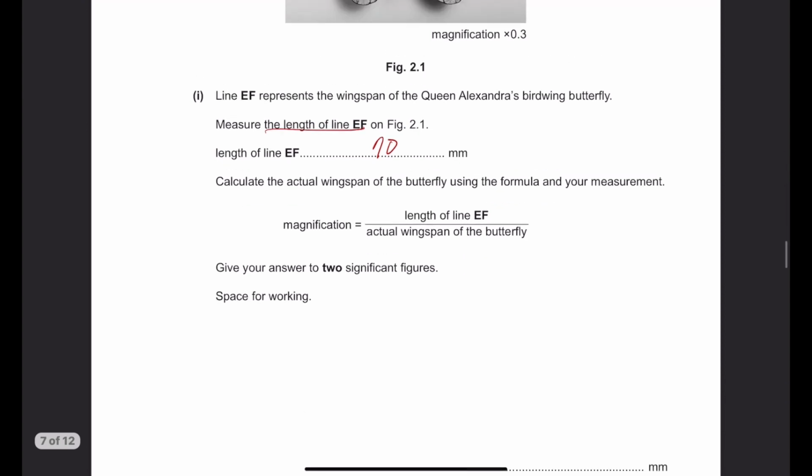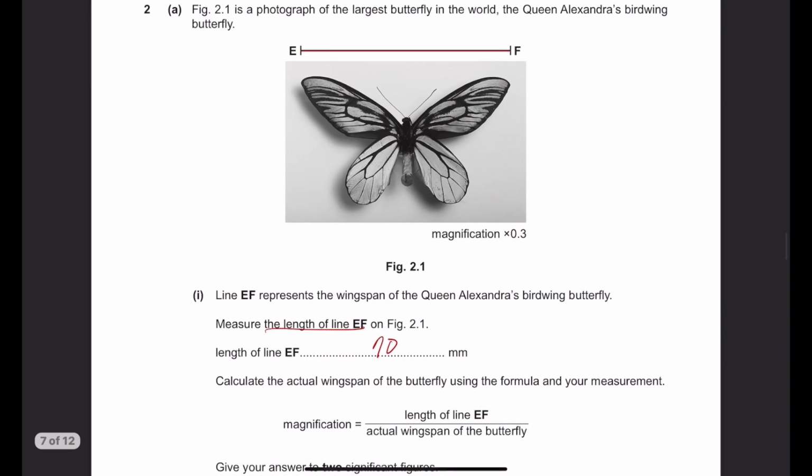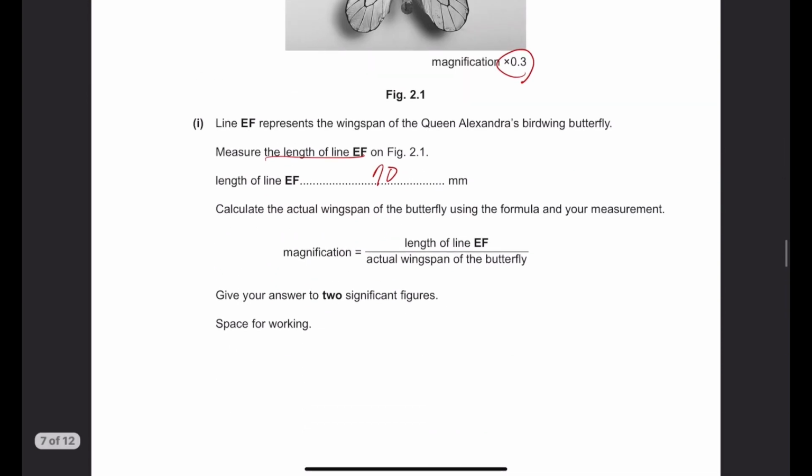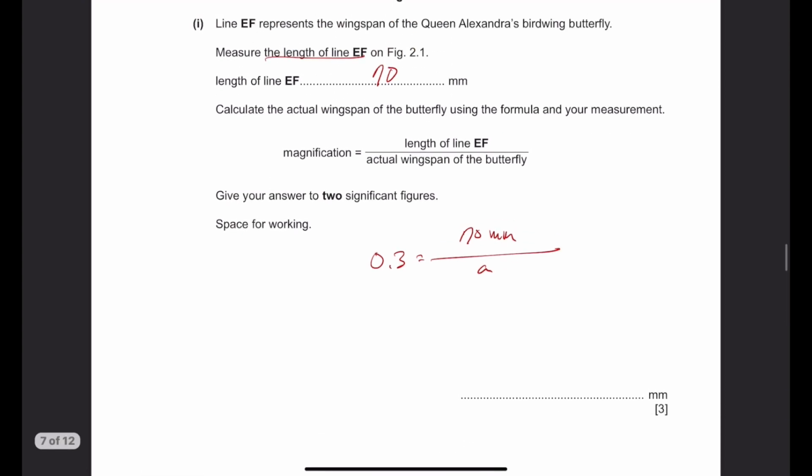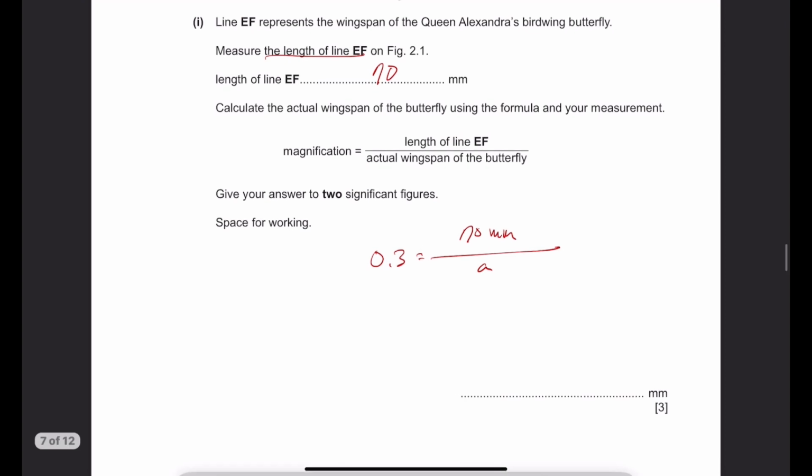Then the magnification is, of course, 0.3 here. So 0.3 equals the length of the line over the actual length, and the actual length is the one that you have to find. So it's pretty basic, right? Now A equals 70 millimeters divided by 0.3, which is around 210 millimeters. That's how you get it. Pretty easy peasy, right?